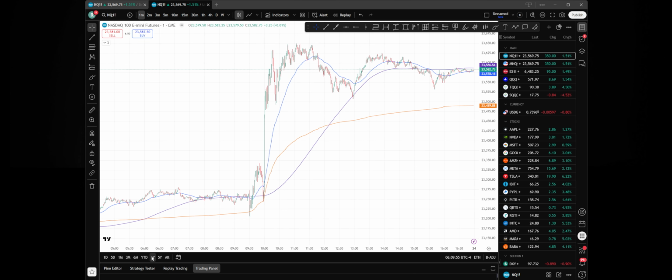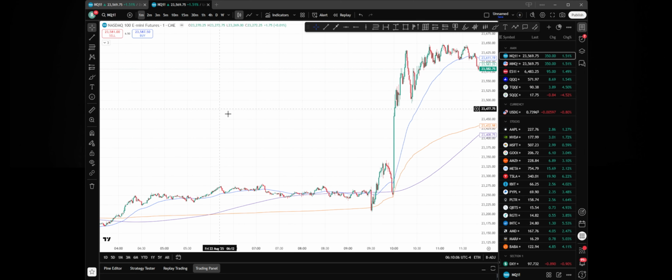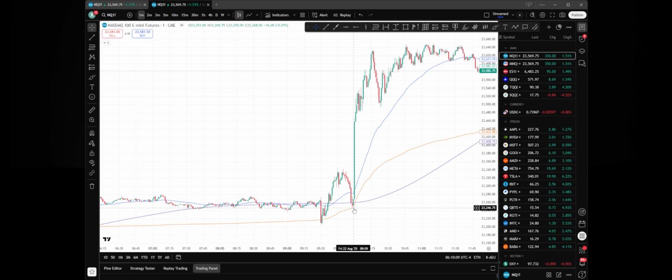And now I'm going to go over some examples on how you can use the VWAP, the EMA, and the 200 simple moving average to help with your trading. Now, currently here we are on the Nasdaq, and we're on a 1 minute time frame. This is the time frame that I like to trade on.